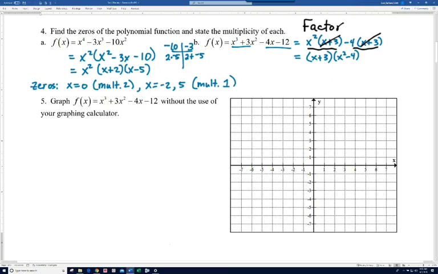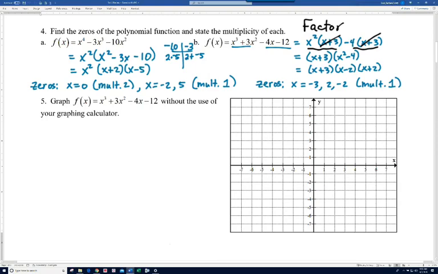And so now notice here you have a difference of squares. So we can factor that as x minus 2 times x plus 2. And so finally we have this in factored form. We're going to have 3 zeros, negative 3, 2, and negative 2. And notice they're all a multiplicity of 1.